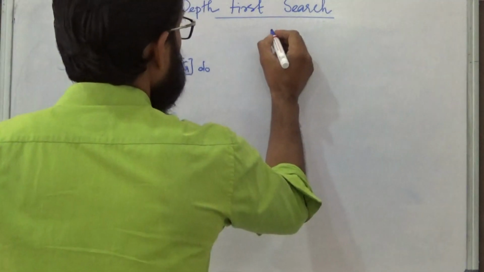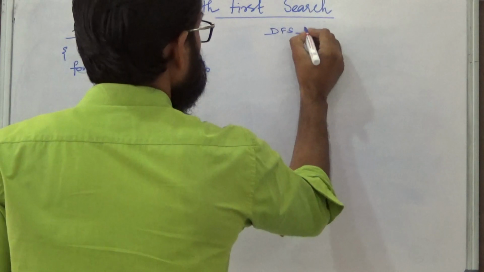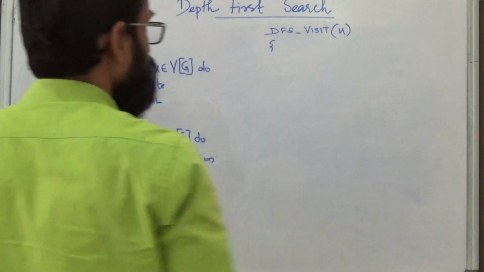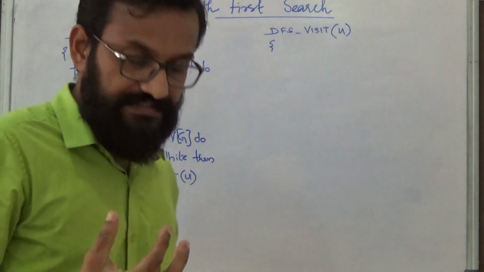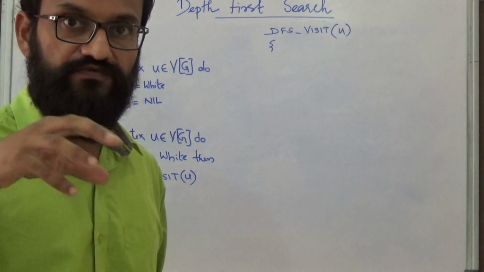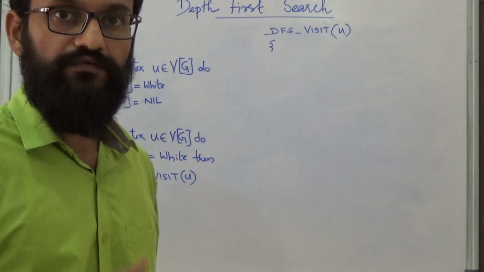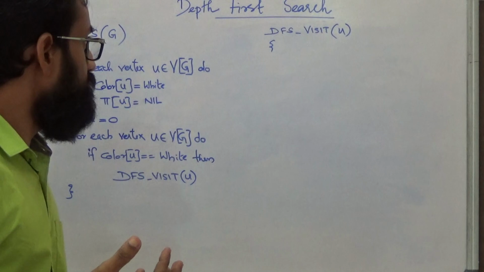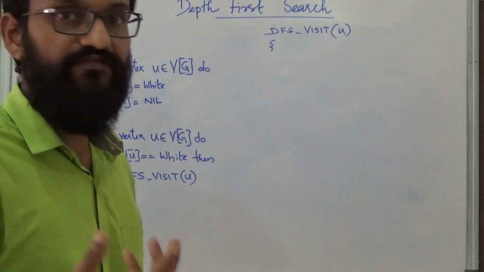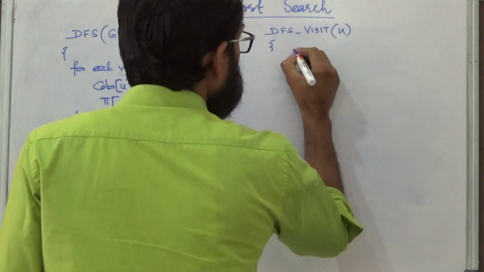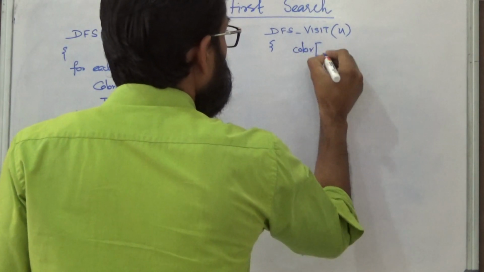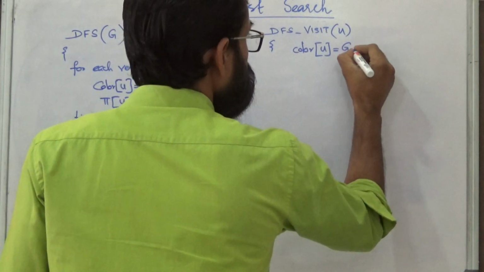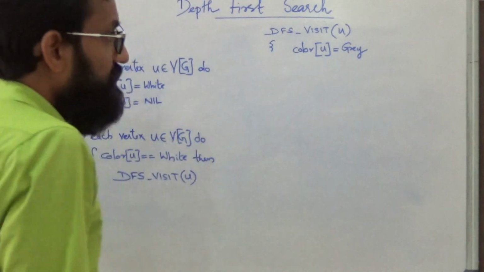Now let me expand DFS visit with respect to u. So what will be the first step to be performed whenever you visit a node? Whenever you visit a node, you have to update the color field. So set color of u equal to gray. So change color to gray.